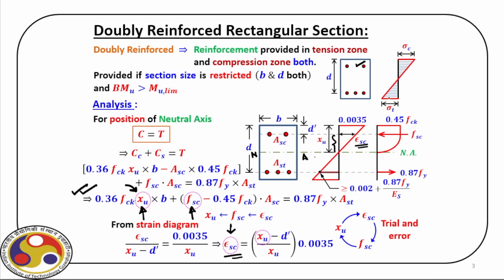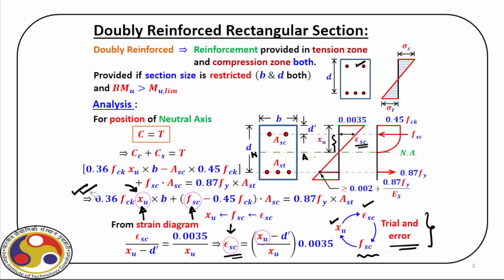That we'll do in a minute, but for the time being, we don't know this XU. Again, epsilon SC depends on XU. From epsilon SC we find the stress in the compression steel, and then this is a cyclic process. So we solve this using trial and error. That is the main trick we adopt here. We'll see how we implement that in a minute, but the problem is pretty simple.